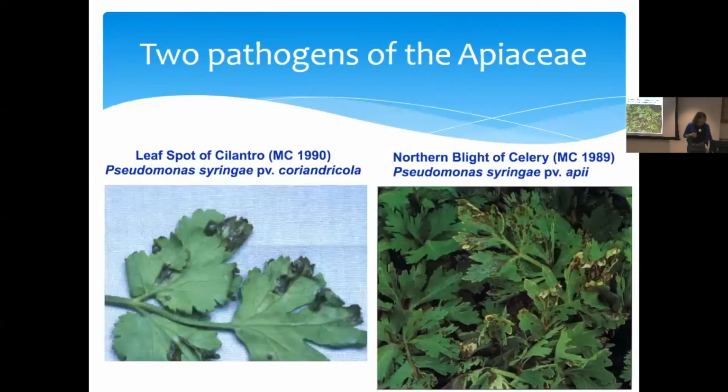Okay. We knew that there are two different pathogens that cause disease on members of the Apiaceae. So there's Pseudomonas syringae pathovar coriandricola, which causes disease on coriander or cumin, and there is Pseudomonas syringae pathovar apii, which causes disease on celery. Okay, and they've never been reported, in fact, on the other crop. So we thought, well, maybe the parsley pathogen was one of these two things.